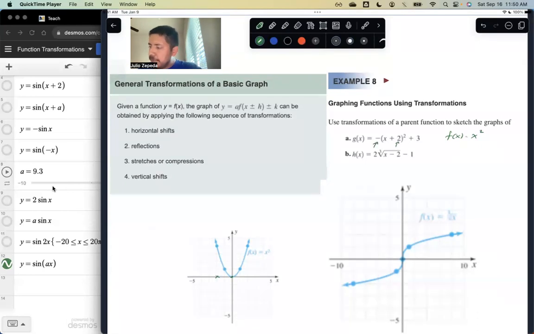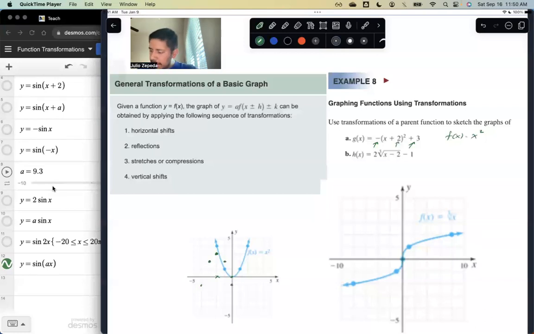This negative is going to reflect the function across the x-axis, so it's going to be opening downward now. And then this plus 3 is going to shift the graph up 3 units. So this is where our new vertex will be. And if we know the shape, to the left 1, down 1, from the vertex to the left 2, down 4, right there. And then same thing on the right side.